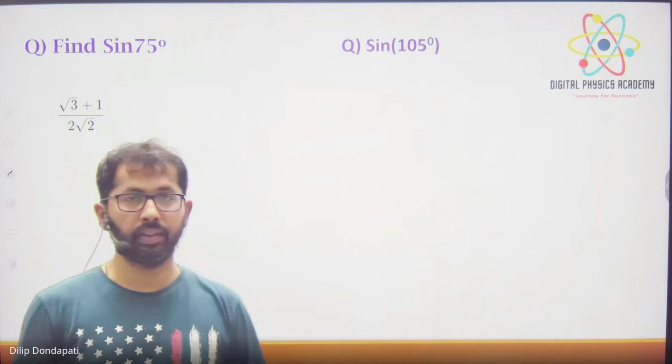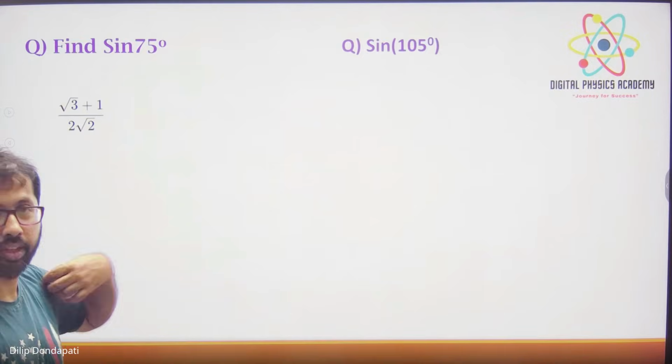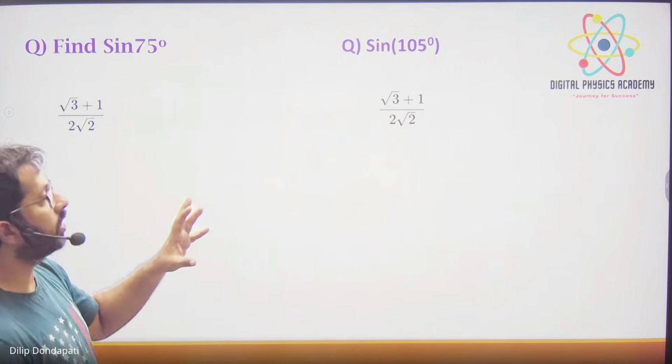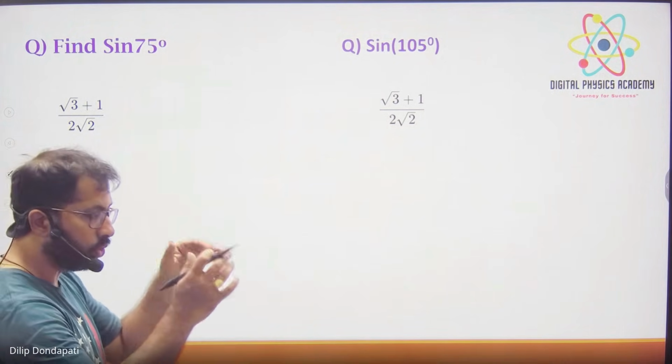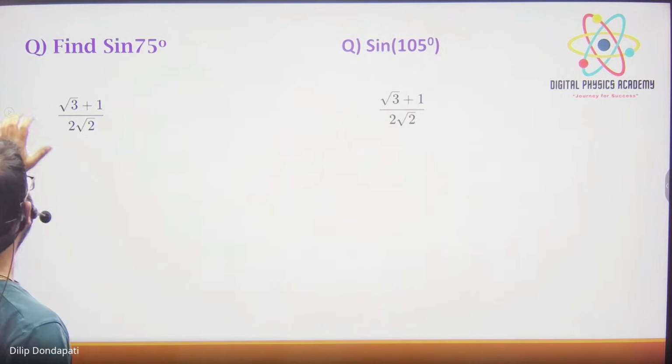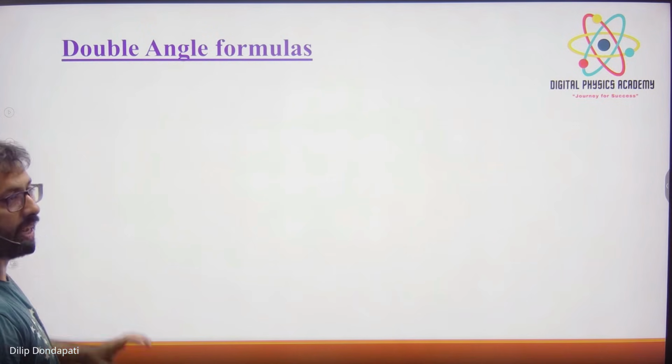How much? Root 3 plus 1 by 2 root 2. Same answer. Sure. Yes, correct. Root 3 plus 1 by 2 root 2. Okay. So using known angles, we can find many other angles by using identities. Good. Now, double angle formulas.